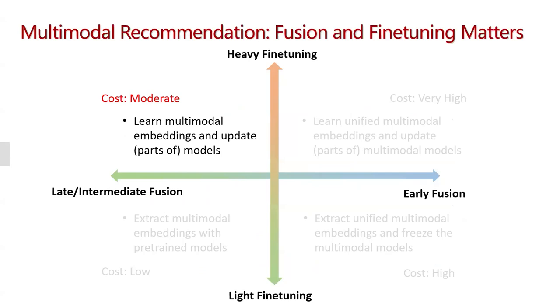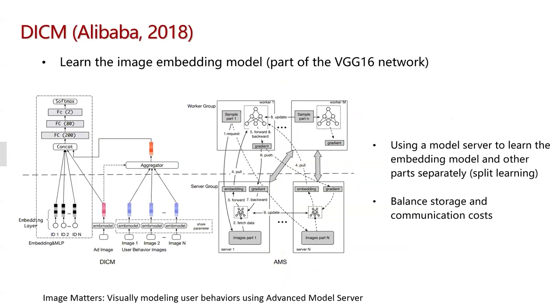And a popular manner is the upper left area. So we really need to fine-tune some parts of the model or the embeddings, or just part of the models, but we do not feed the multimodal embeddings at the very bottom of the models. So this method can be widely used by industry. For example, the DICM model proposed by Alibaba. In this work, the image embedding model is in fact called the embedding model in this paper, and it is actually part of the VGG network.